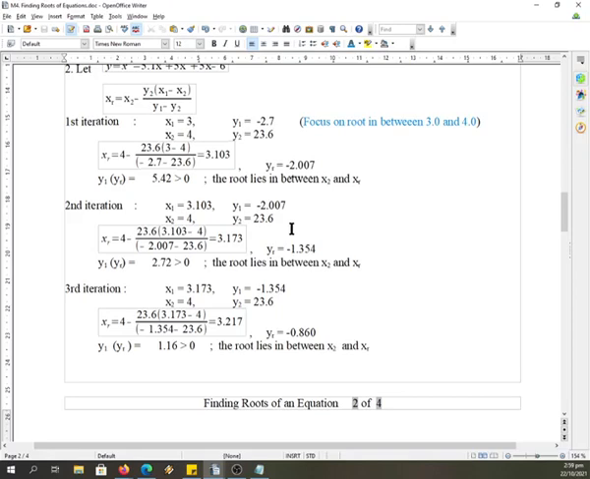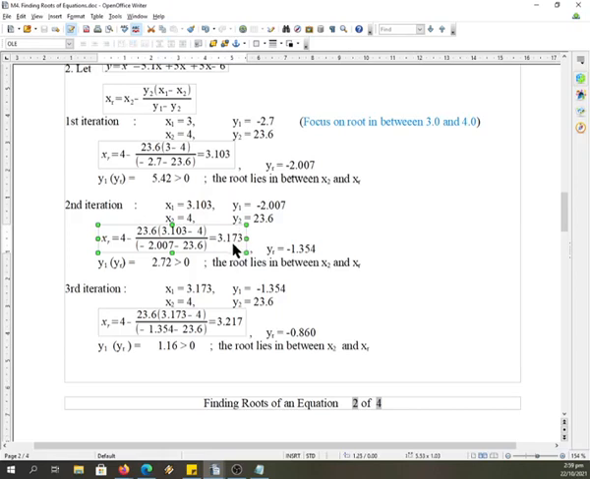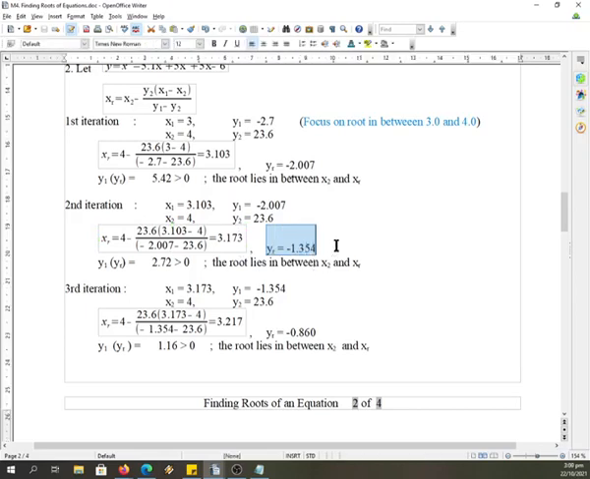Again, let's go now into the second iteration. Now, recalculate xr using the formula given. Then it should give us 3.173. Then recalculate also yr. This will give us a value of negative 1.34. Again, as an observation, we can say that this is getting closer to the real root. We have 3.103.